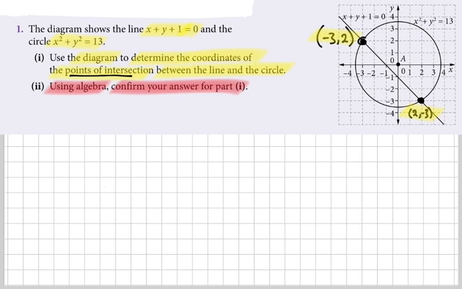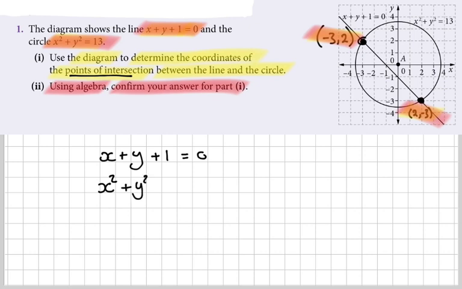So if I want to use algebra to confirm that the points of intersection are actually these points, I have to use the equations for the circle and the line. Okay, so the equation of that line, it told me on top here, was x plus y plus 1 equals 0. The equation of the circle was x squared plus y squared equals 13.